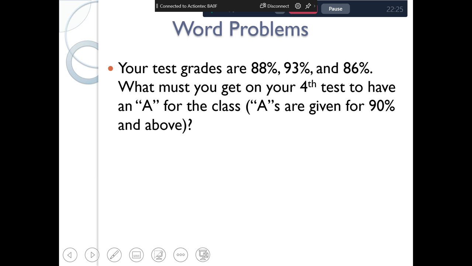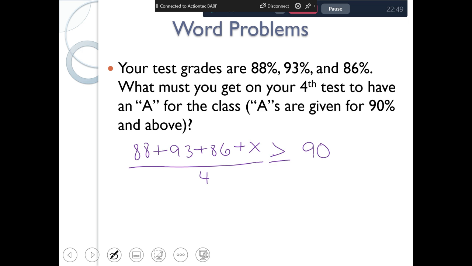So I'm going to take my 88 plus my 93 plus my 86 and plus my 4th test, which we don't know, is an x. And we're going to divide it by however many tests there are. There are 4. And this needs to be greater than or equal to our 90%, okay? That's what we're trying to do. Our average needs to be greater than or equal to 90%. All right, so now I'm just going to combine like terms. So 88 plus 93 plus 86 is 267 plus our x, divided by 4.